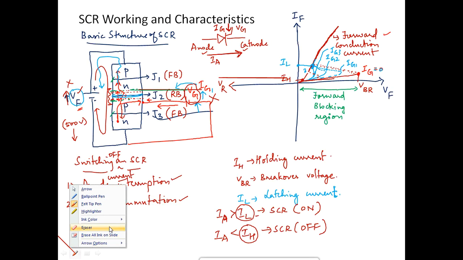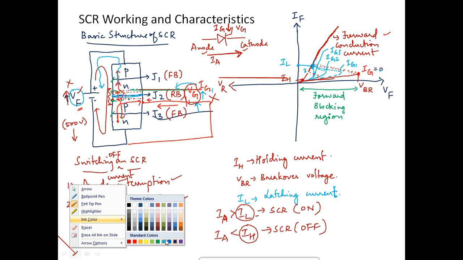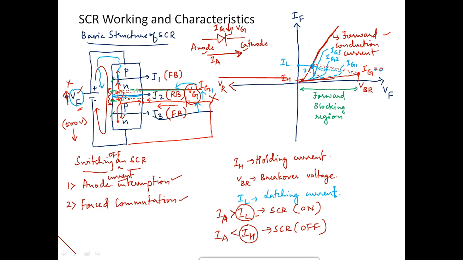Let me select a different colored pen. Now if I apply a reverse voltage VR, in the sense, this should be made positive and this should be made negative. That means I am applying negative voltage to the P side and positive voltage to the N side, right?